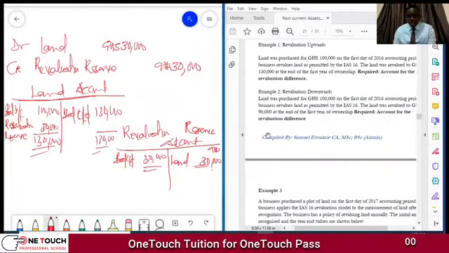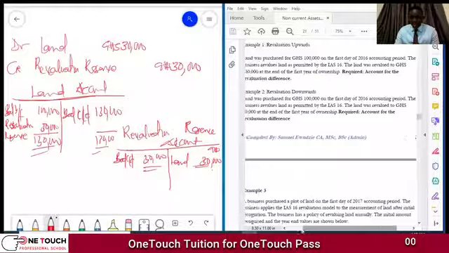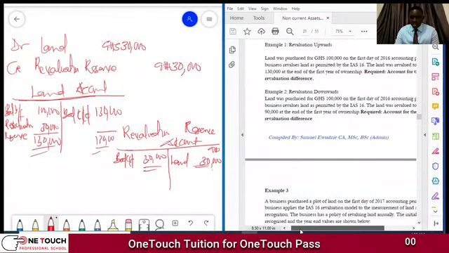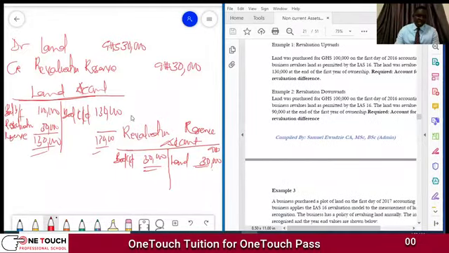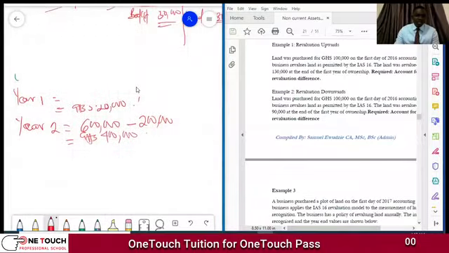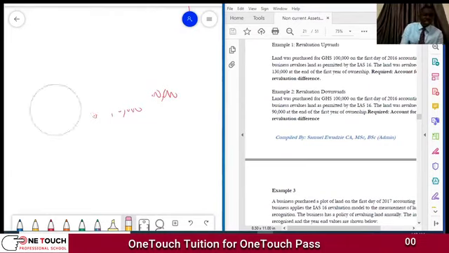So let's look at example two. Revaluation downwards. Land was purchased for 100,000 on the first day of the 2016 accounting period. The business revalues land as permitted by IAS 16. The land was revalued to 90,000 at the end of the first year of ownership. Required: account for the revaluation difference. So here the revaluation resulted in a revaluation deficit.